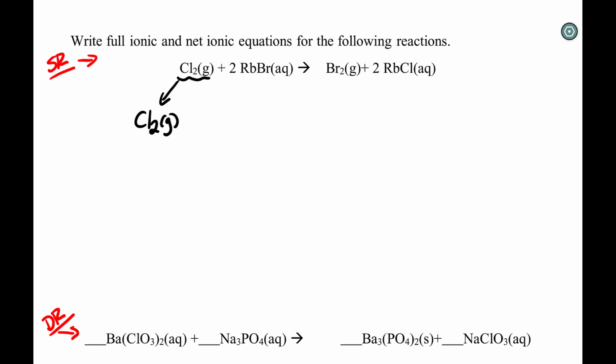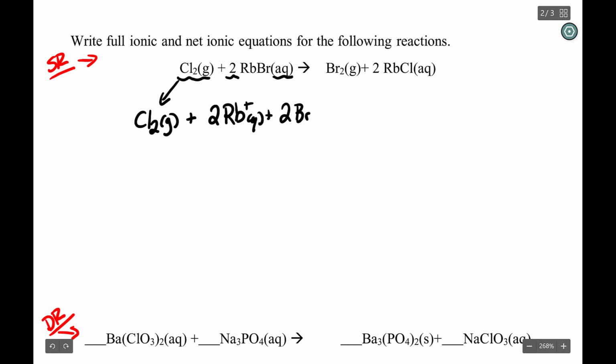It is molecular. But when I look at this RbBr aqueous, these are two aqueous ions. So I am going to split them apart, and I am going to give them the coefficient of 2 because there are two of each of these. So I have 2 Rb plus aqueous plus 2 Br minus aqueous. So what I've done is I've broken down my reactants to make part of my full ionic equation.